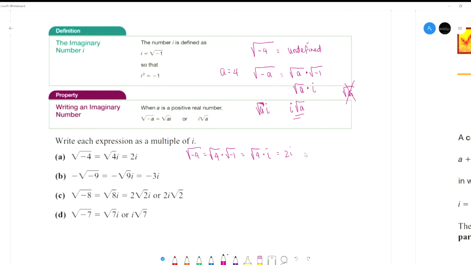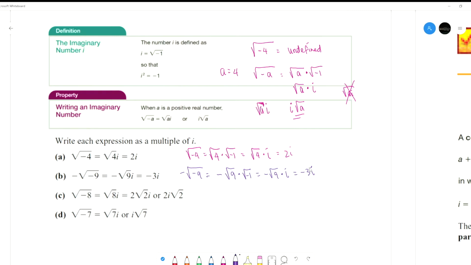Okay? Now let's look at B. We have a negative before the radical, so that's going to affect our final answer at the end. We have to look at the square root of negative 9. So I have negative square root of negative 9. I'm going to separate these. So this is negative times the square root of 9 times the square root of negative 1. So there's my square root of 9 times i, which is negative 3i. Is that clear for everyone?